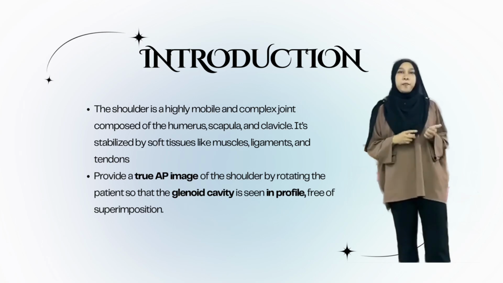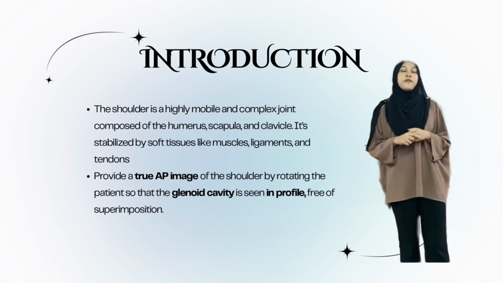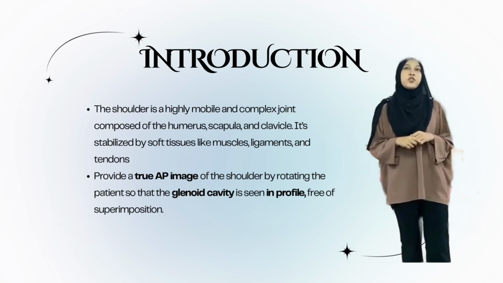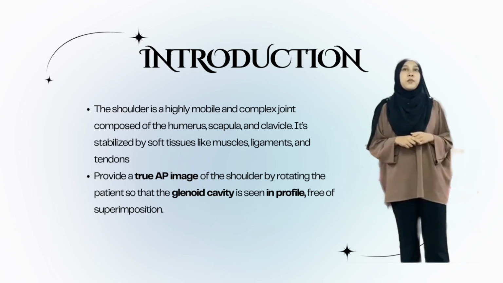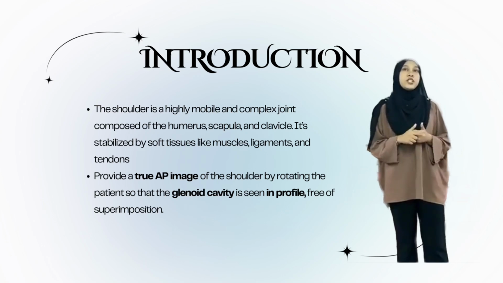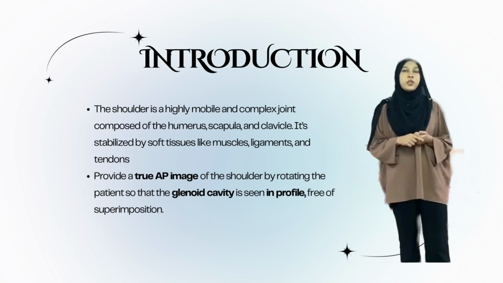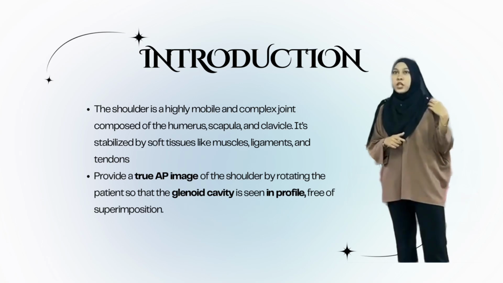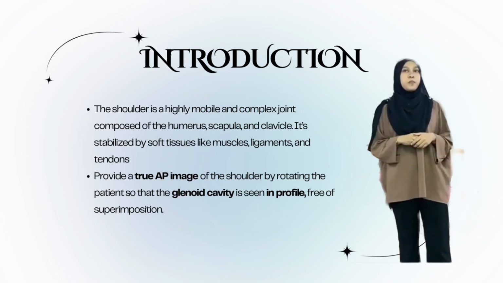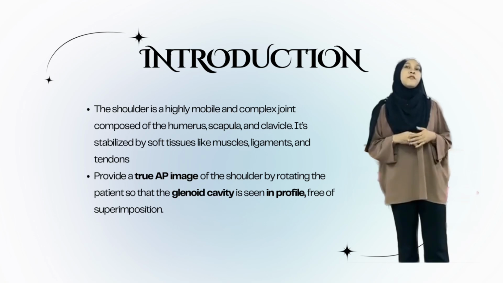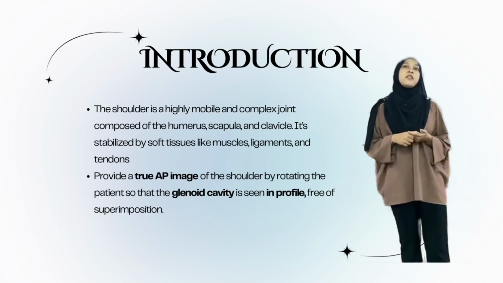Standard views like the AP or the lateral shoulder are commonly used in radiography. However, these views often fail to clearly visualize the glenohumeral joint space because of overlapping bony structures. That is why the Crashy view is important. It is designed to provide a true AP image of the shoulder by rotating the patient so that the glenoid cavity is seen in profile and free of superimposition. This allows for better visualization of joint alignment, cartilage space, and glenoid ring.